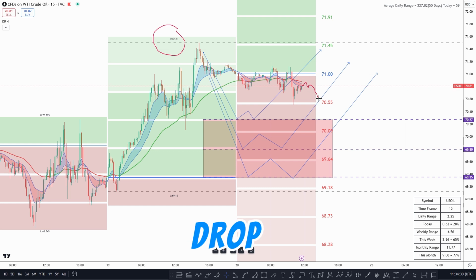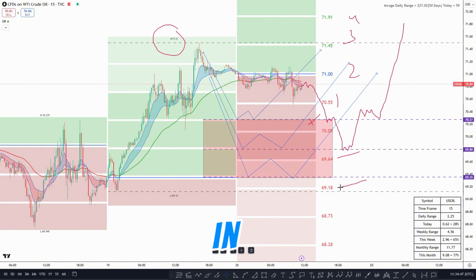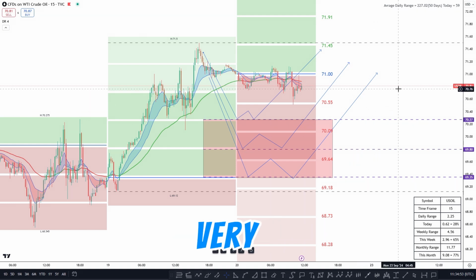If oil drops here, or even further down here, I would buy and go up all the way. If I catch the bottom, then my target is 5 blocks. If I buy here and it drops 1 block below, my target is 4 blocks. 1, 2, 3, 4. Okay, guys, where's my stop loss? In the lower block. So we trade blocks. We trade blocks. That's really good. Daily trading. It's a very powerful system.